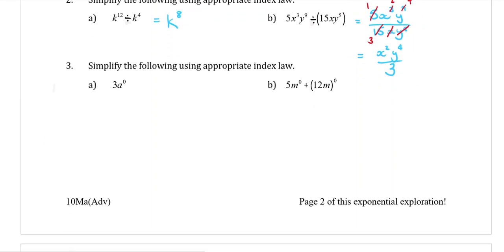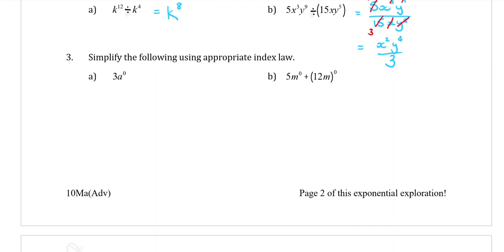Question 3, we have power of 0. The part that is to the power of 0 is always equal to 1, but that means that we have 3 times 1 for this first question, which is equal to 3. In part B, the m to the power of 0 is equal to 1, and the 12m is all in brackets to the power of 0, so that's equal to 1 as well. So we have 5 times 1 plus another 1, that makes 6.